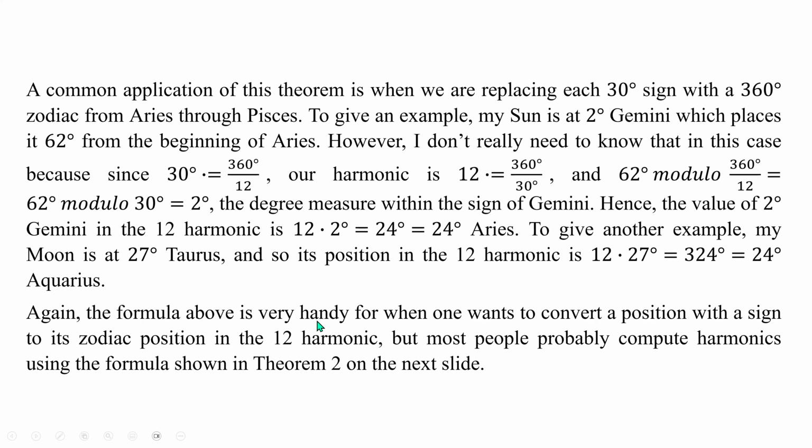Again, the formula above is very handy for when one wants to convert a position with a sign to its zodiac position in the 12 harmonic. It's handy because all you need to do is take the number of degrees in that sign, multiply by 12, and the result is automatically going to be less than 360 degrees, or less than or equal to. Let's see, I think it comes out exactly less, but most people probably compute harmonics using the formula shown in Theorem 2 on the next slide.